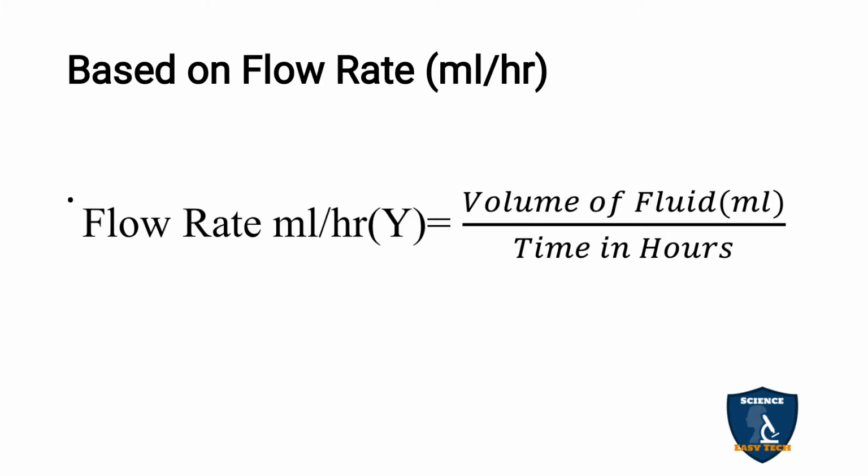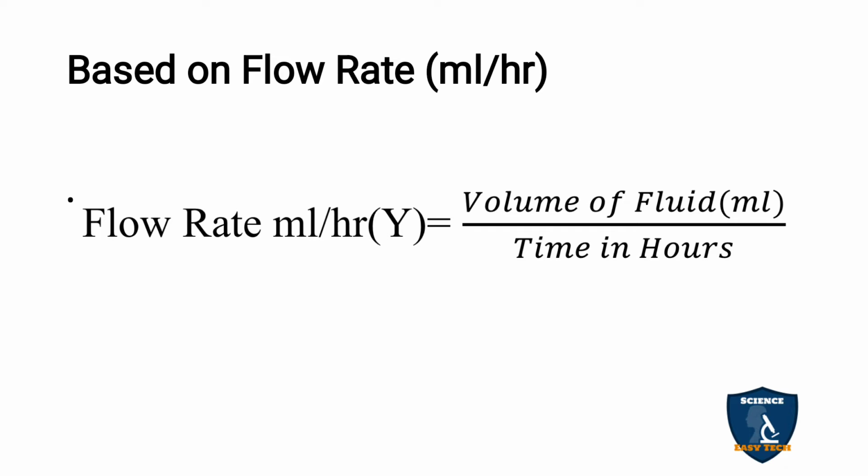Based on flow rate in ml per hour, the formula is: flow rate in ml per hour, which is represented as capital Y, is equal to volume of fluid in ml divided by time in hours. So the volume is to be substituted only in ml and the time only in hours.